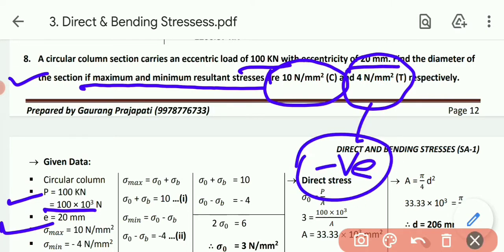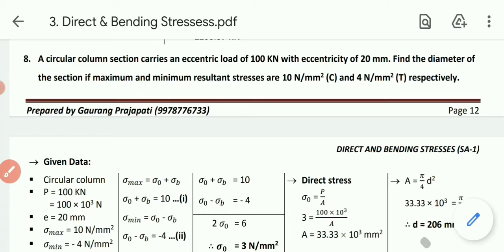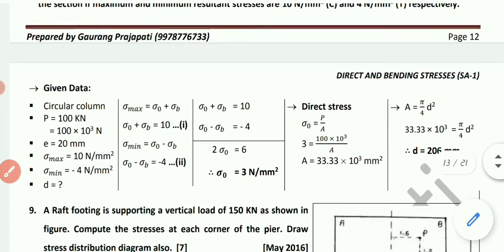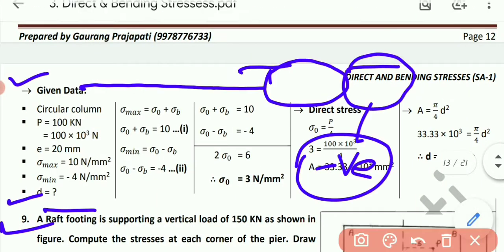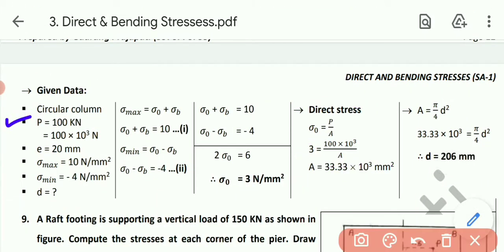Respectively. Now, in the previous example we calculated P. In this example we need to calculate the diameter. So let's write down the data. Circular column is there, P is given to us, eccentricity is given to us. Sigma maximum is 10 Newton per mm square compressive, so it is plus, and sigma minimum is 4 Newton per mm square tensile, so it is minus, and we need to calculate D.